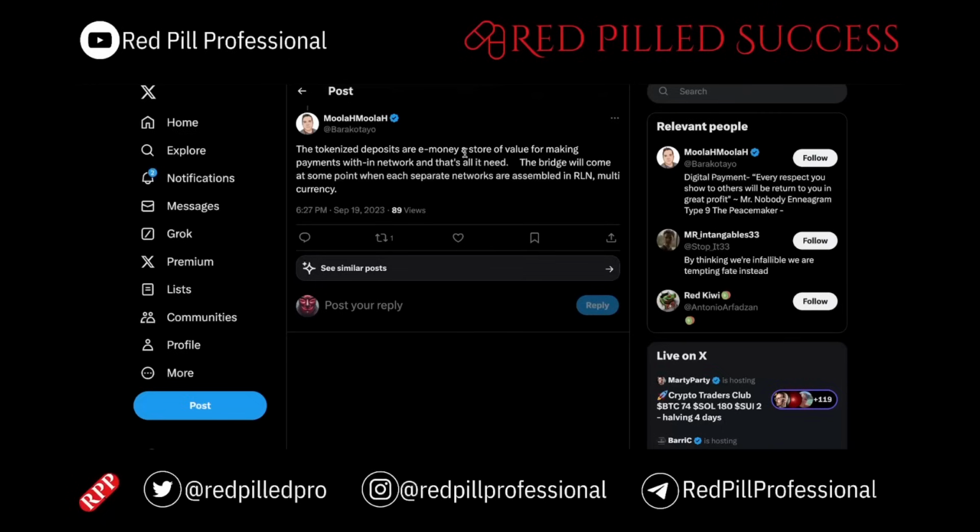Tokenized deposits are a store of value for making payments within network. And that's really all it is. It is a digital representation of deposits within a bank that can be programmed with smart contract integration in order to do certain things in certain ways at certain times. And it would enable the instant transfer of value in between institutions connected into the same network, which would probably look like transfers between different bank branches at this point.